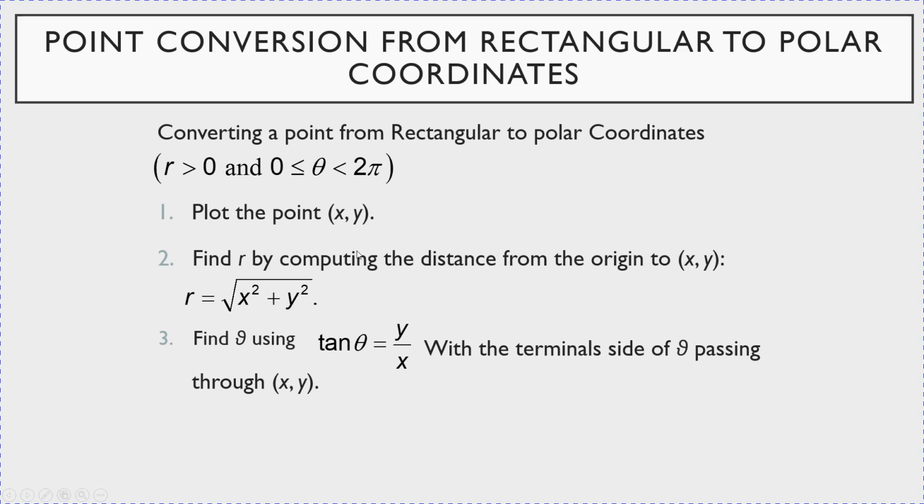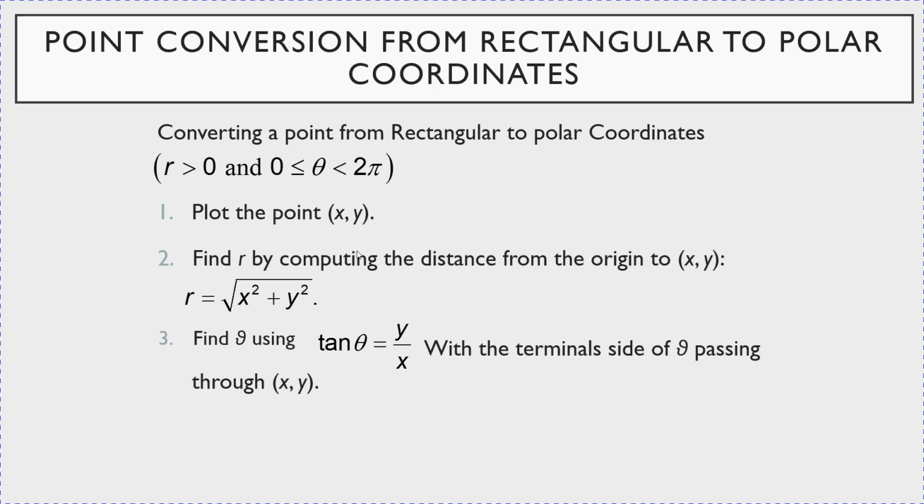Now let's talk about going the other way, from rectangular to polar. Convert a point from rectangular to polar coordinates. This is important: r is going to be positive, and theta is going to be between 0 and 2 pi. I'm going to notice something interesting when I solve, and then remember this. What this is saying is I want my theta to be between 0 and 2 pi.